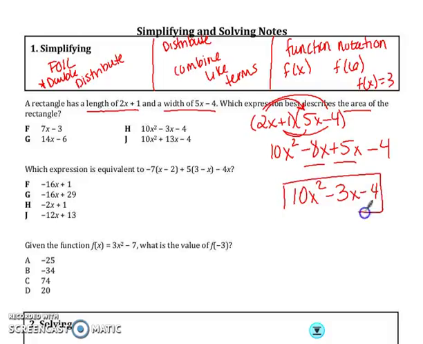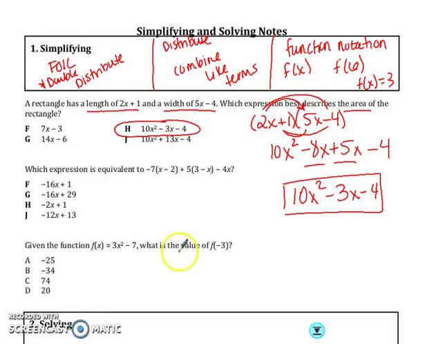And that's my answer. So obviously my correct answer is going to be H. It's going to be H. F is if you just added these two things together, which would be wrong. G is actually the perimeter. So if it asked for perimeter, G would be a good answer. But H right here, that would be the area.